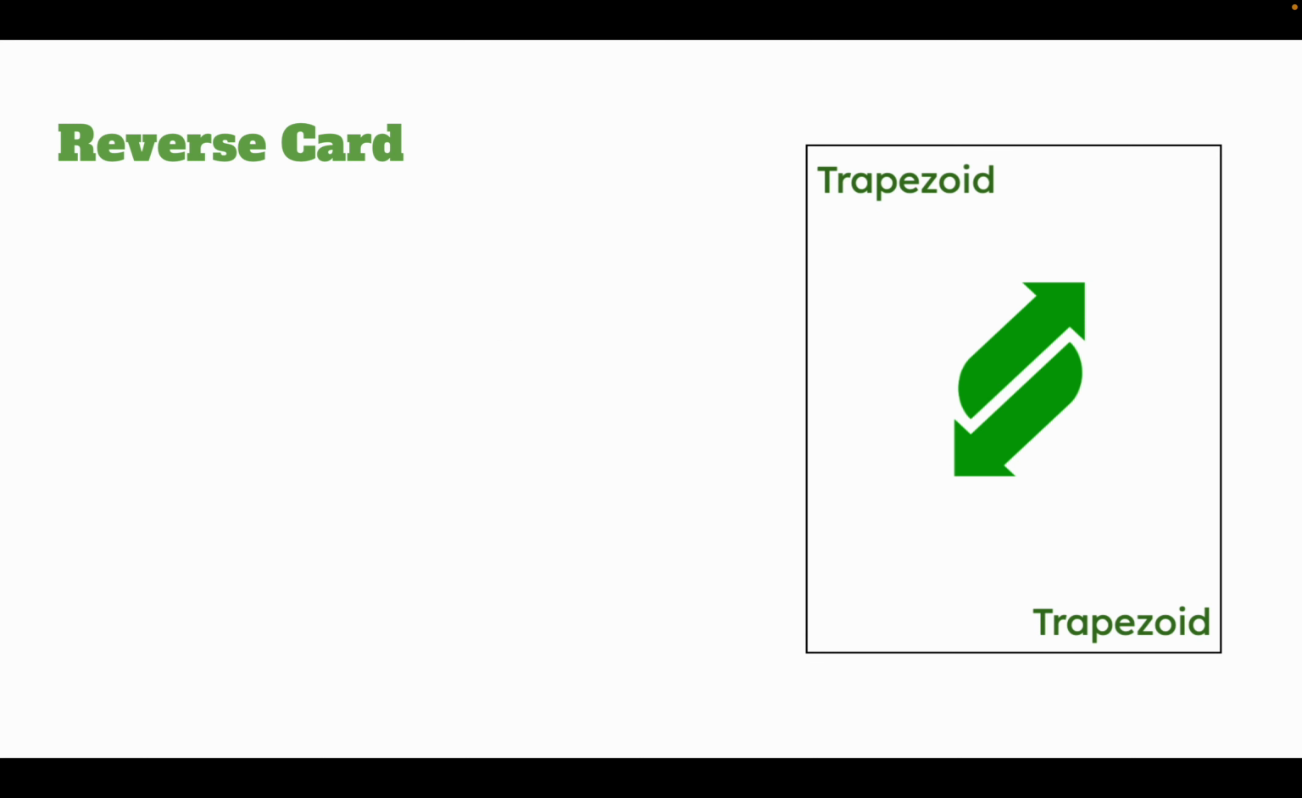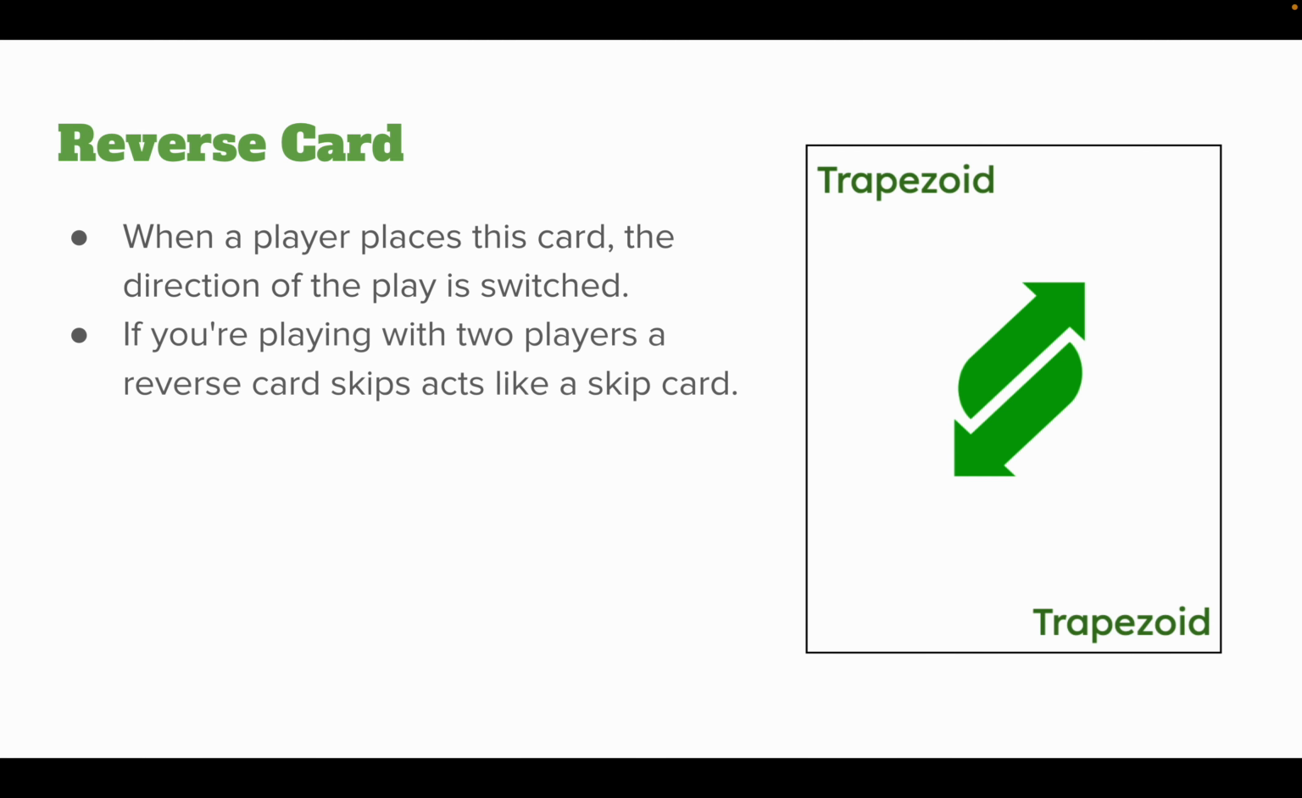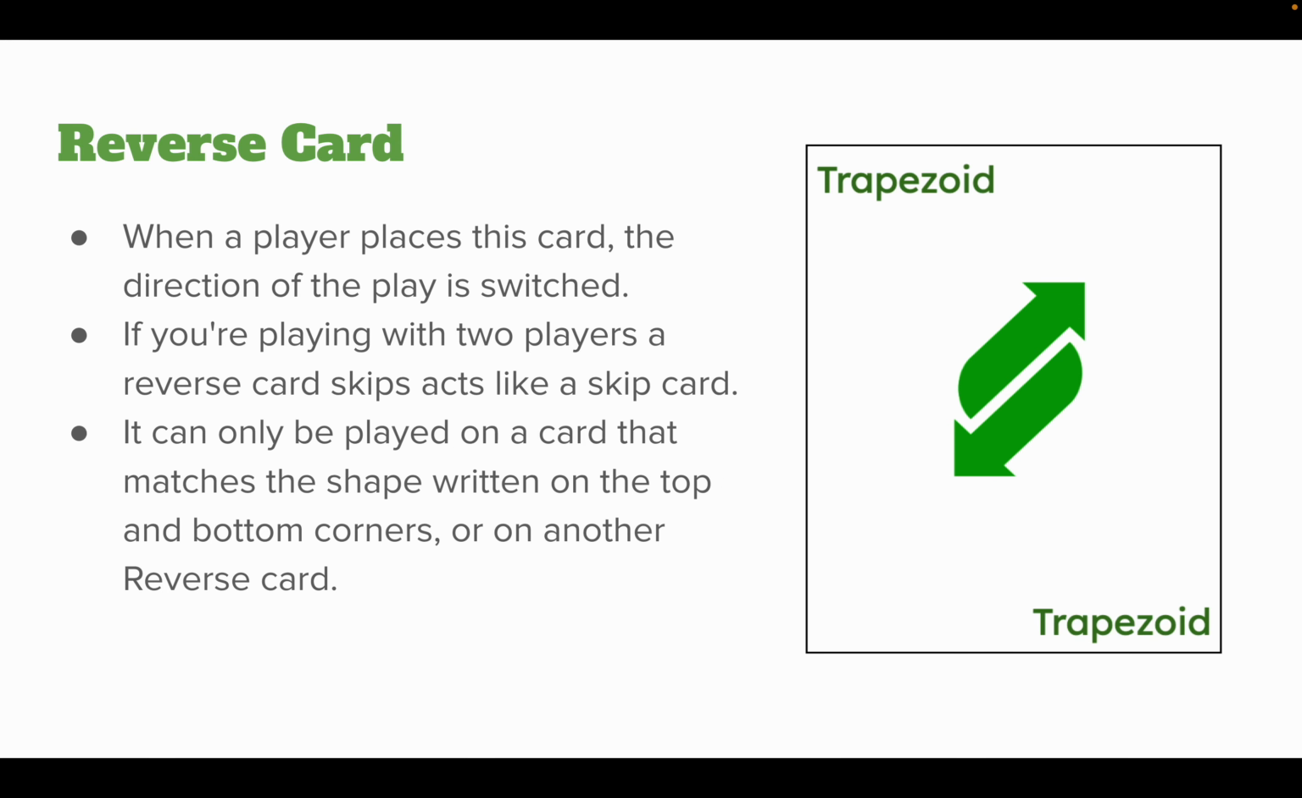The next special action card is the reverse card. The reverse card will have 2 arrows on it and the name of a shape written in the top and bottom corners. When a player places this card, the direction of the play is switched. That is, if you're going clockwise, switch to counterclockwise, and vice versa. If you're playing with 2 players, a reverse card acts like a skip card. This card can only be played on a card that matches the shape written on the top and bottom corners, or on another reverse card.